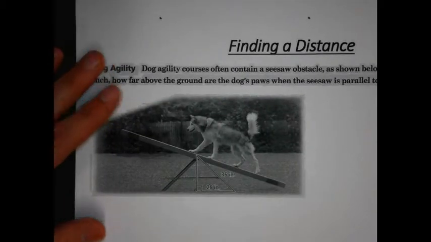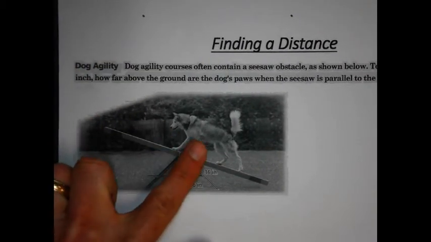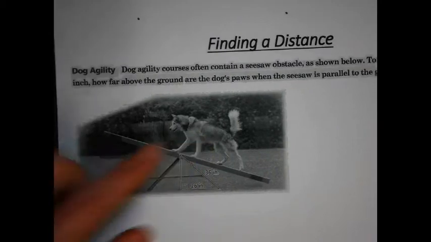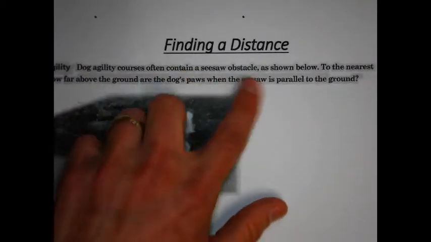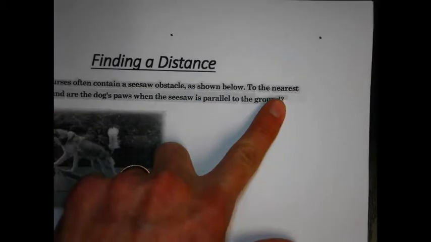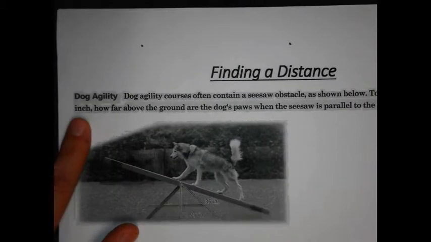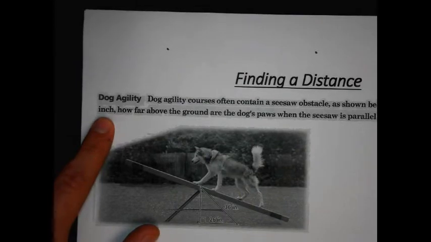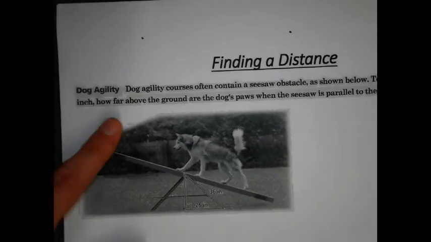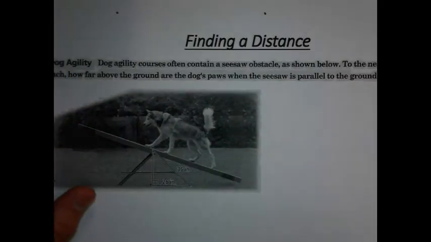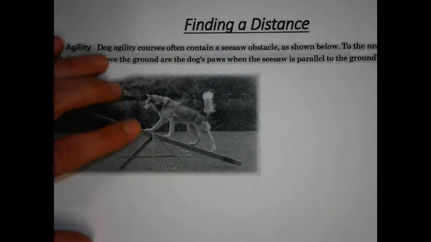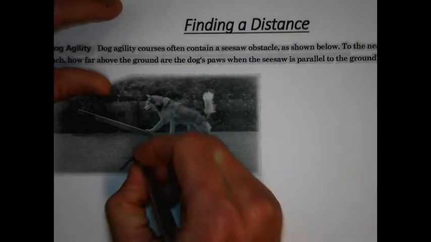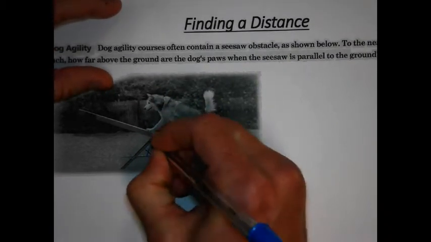Let's do more. Let's talk about finding a distance with a picture of a dog. Oh, I love dogs. I like math now. Okay, so this is a dog with an obstacle course and a seesaw. Now the question is, to the nearest inch, not simplified radical form, how far above ground are the dog's paws? Basically the question is, what is this leg? What is this distance?